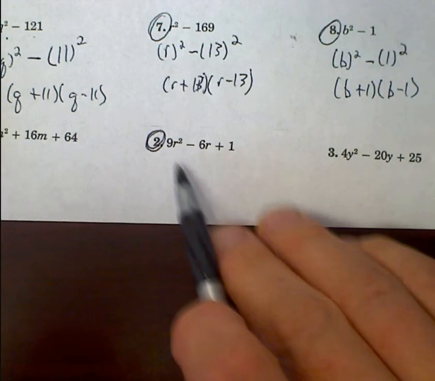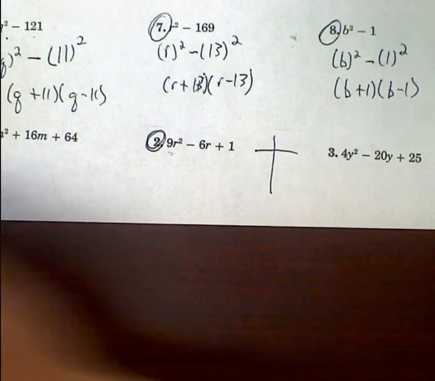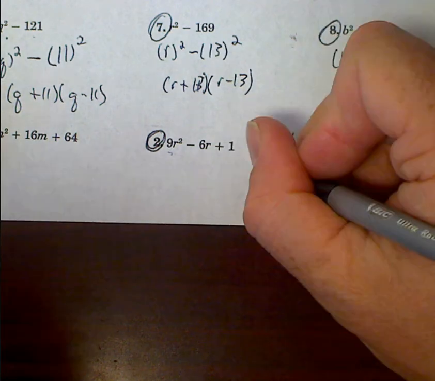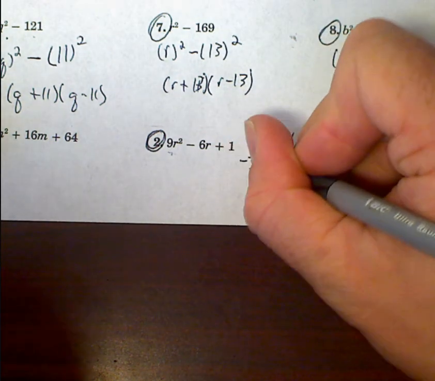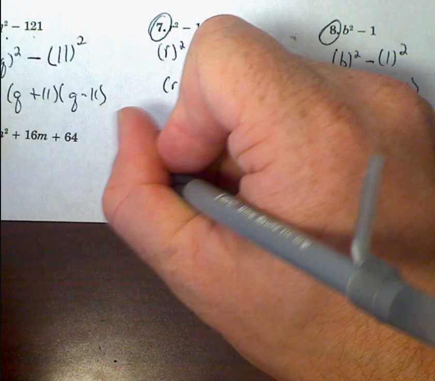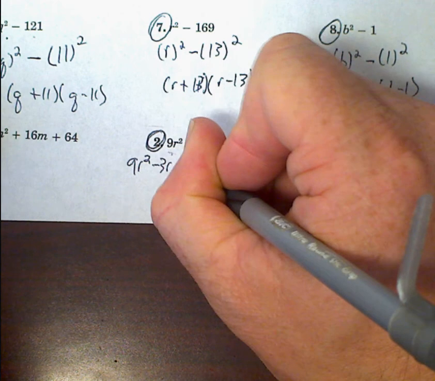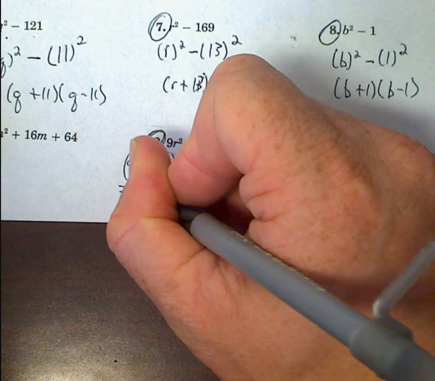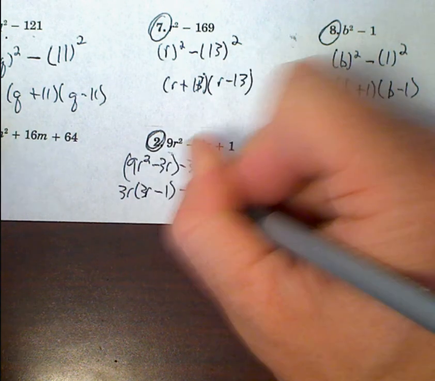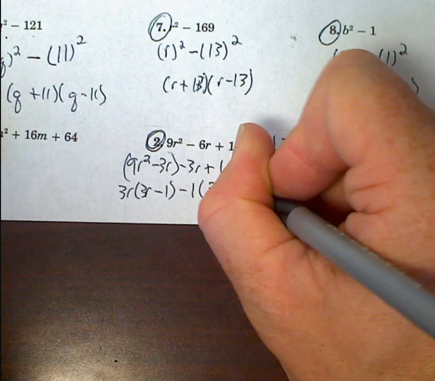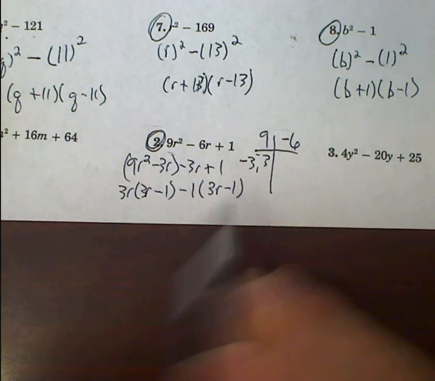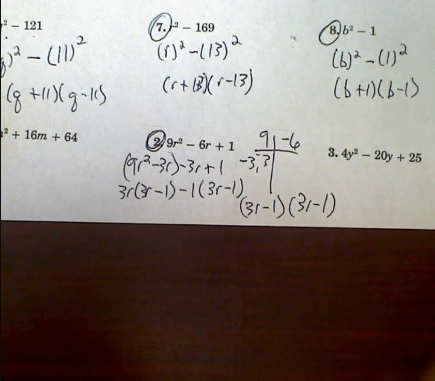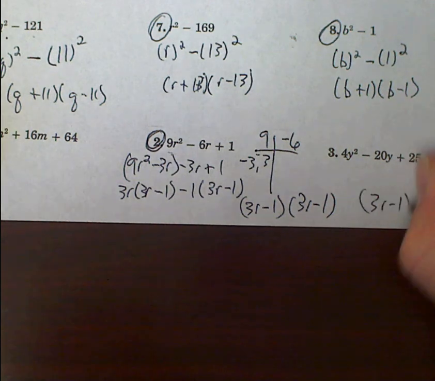Last problem. I can't take anything out as a trinomial, so 9 times 1 is 9. Middle term is negative 6. 3 and 3 works, but both have to be negative. So I got 9r squared minus 3r plus 1. I can go ahead and take out a 3r, which is 3r minus 1. I can't take anything out, so it stays 3r minus 1, because 1 divided by negative 1 is negative 1. So I got 3r minus 1, and I got 3r minus 1. Those are the same, so I get 3r minus 1 squared, and I'm done.